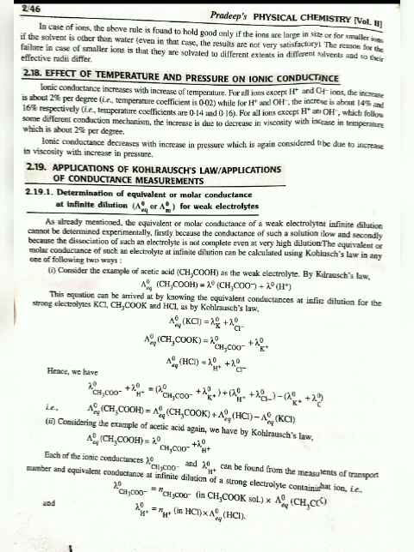Second, considering the example of acetic acid again, we have by Kohlrausch law lambda equivalent naught CH3COOH is equal to lambda CH3COO naught plus lambda H naught. Each of the ionic conductances, lambda CH3COO negative naught and lambda H positive naught, can be found from the measurements of transport number and equivalent conductance at infinite dilution of a strong electrolyte containing that ion, that is, lambda CH3COO naught is equal to n CH3COO in CH3COOK solution into lambda equivalent naught CH3COOK, and lambda H positive naught is equal to n H positive in HCl into lambda equivalent naught HCl.